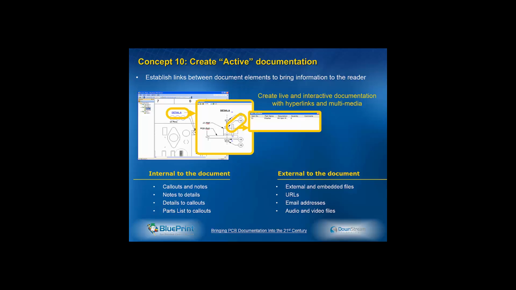So rather than looking for detail A in this example, I just click on the hyperlink and detail A pops up. And there's hyperlinks inside of detail A that take me all the way out to the parts list and show me the item in question. So this is our goal with this tool.